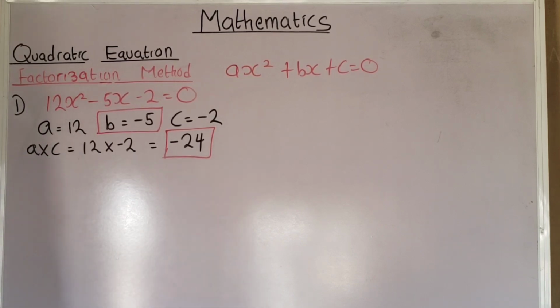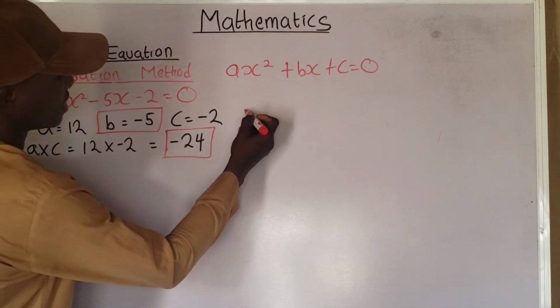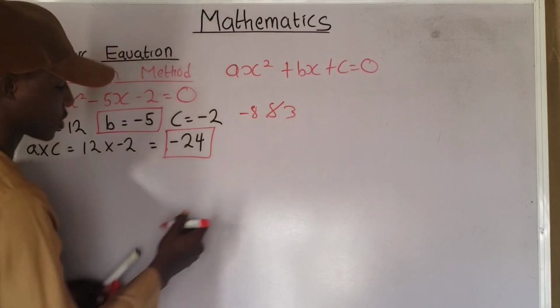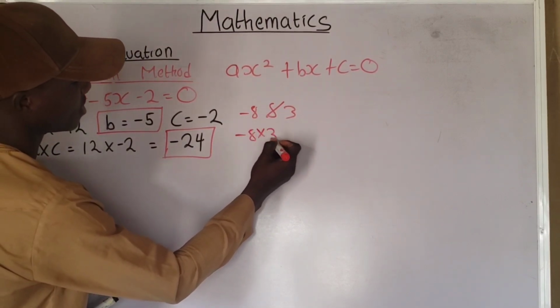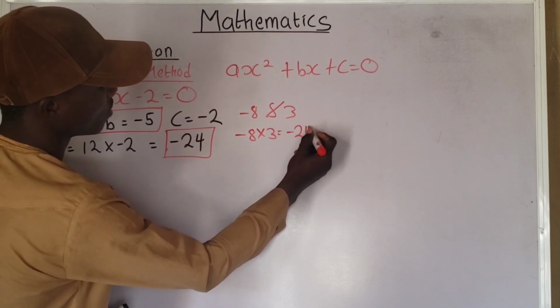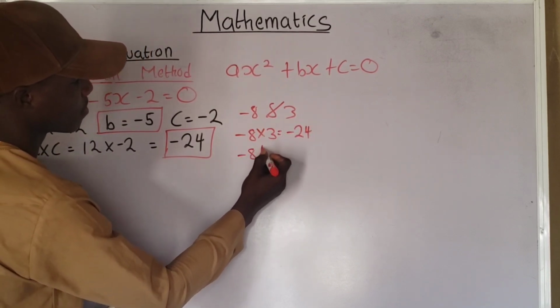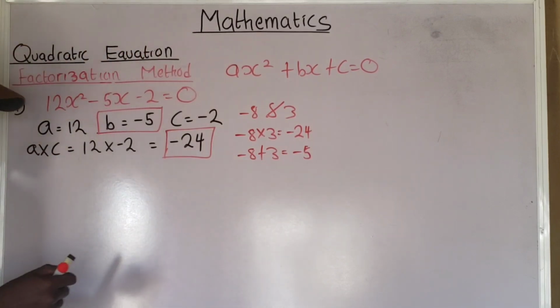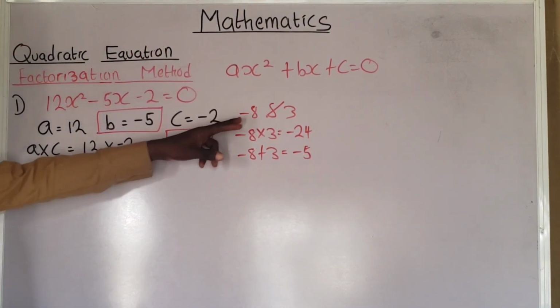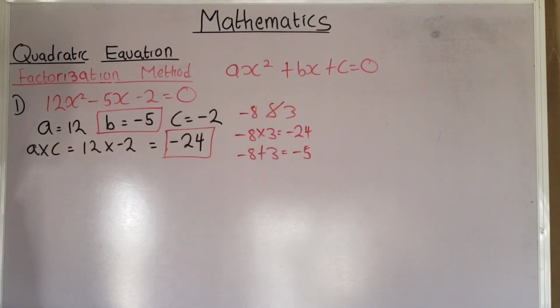I want you to take a moment. These two numbers are negative 8 and 3. Let us try this. Negative 8 multiplied by 3 will give us what? Negative 24, correct? Negative 8 plus 3 will give us what? Negative 5, correct? You can see now. So the two numbers that we need are negative 8 and plus 3.